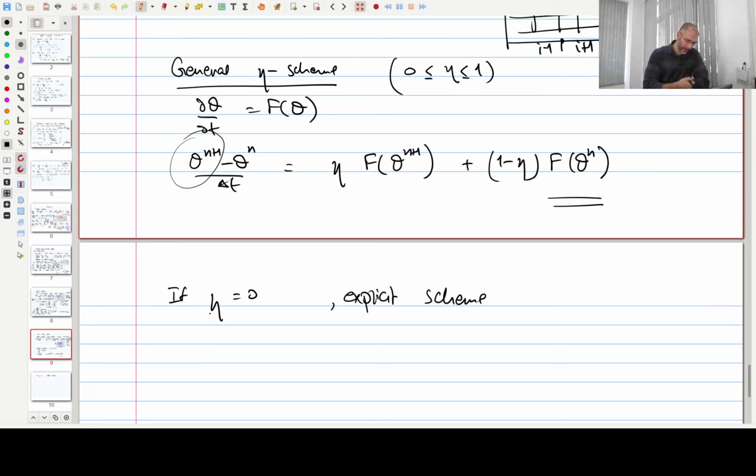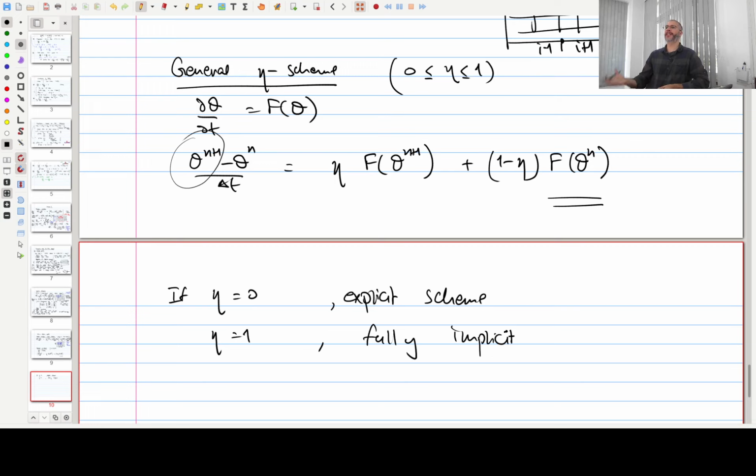Okay. If eta is equal to 1, then what do we get? Implicit. Actually, we call it fully implicit. Fully in the sense that there is no contribution of the explicit terms. Implicit basically is a word used for everything that is not explicit. But fully implicit means that there is no other explicit term. And if eta is half, what do you get? The Crank-Nicolson scheme, CN scheme.